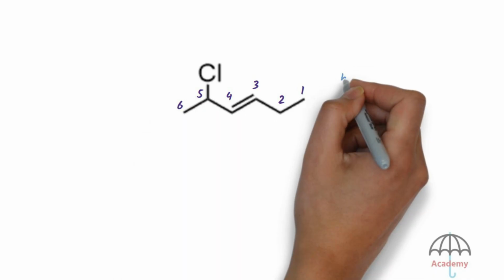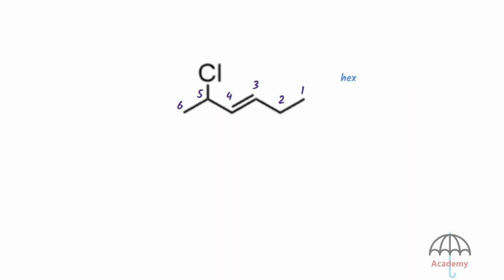To understand the naming of alkenes further, consider this molecule. Let us do the numbering from the right side. For 6 carbons, the root word is hex. The double bond gets number 3, and the chloro substituent gets number 5.